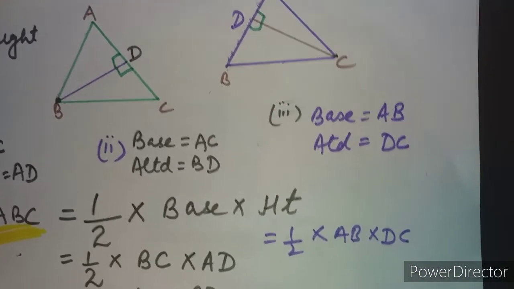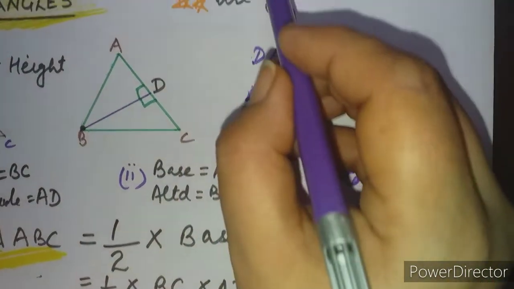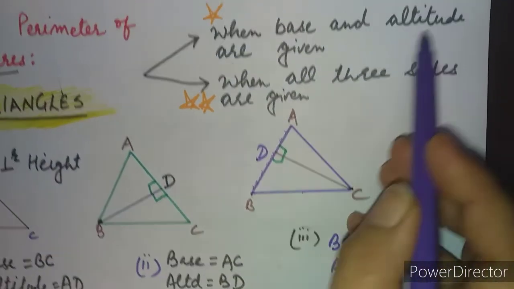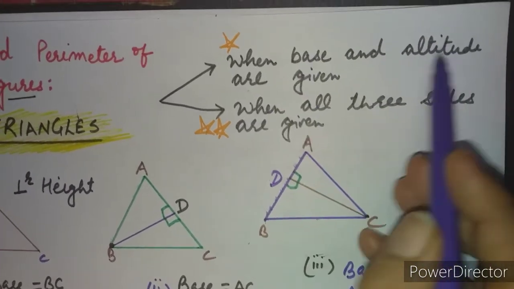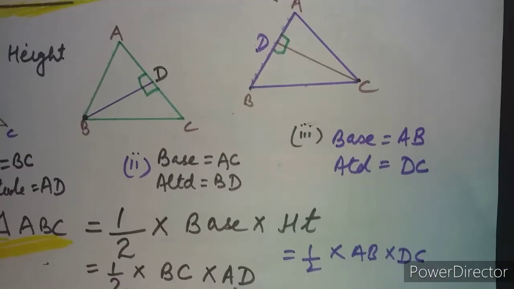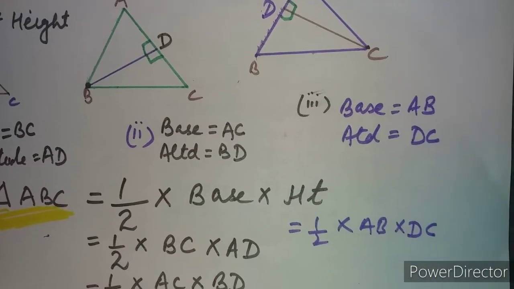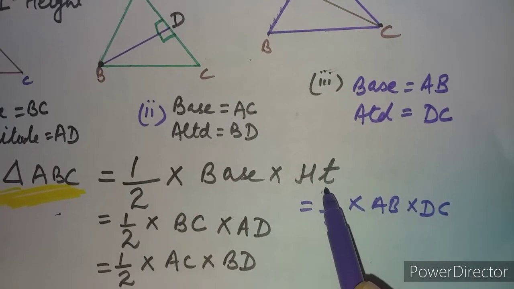Clear? So this was all the things when base and altitude of a triangle are given. What is given? When base and altitude of a triangle are given, then this is the concept of finding the area of the triangle. Finally, I am telling you, area in that case will be half base into height only, right?